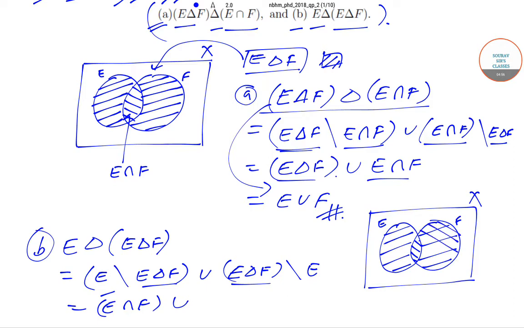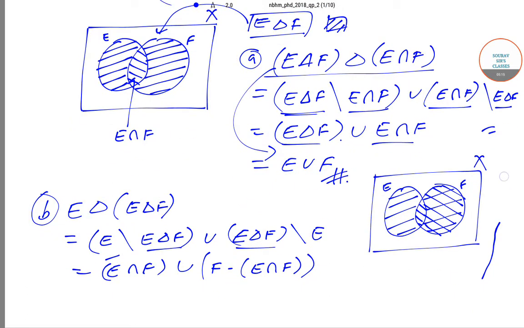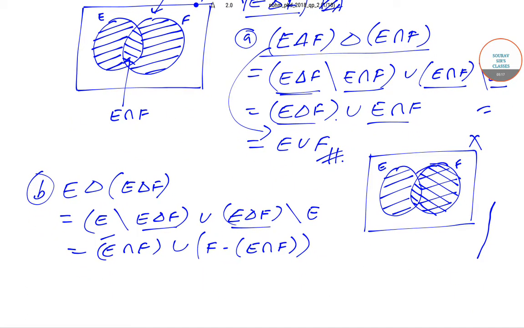We can say this will be F minus E intersection F. This is the set we are looking for. So as you can see, these two sets' union, E intersection F union F minus E intersection F, is nothing but the set F. This is the entire area that we are looking for.